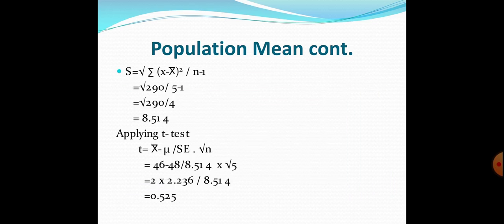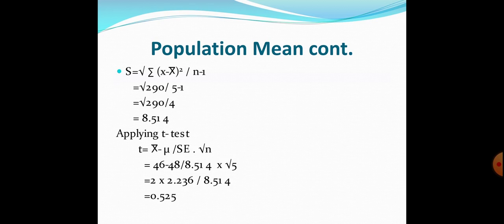Now after putting the values in the formulas, first of all calculate the standard error, that is the square root of sigma (x - x̄) whole square divided by n-1. Simply evaluating all the values, you get the value 8.514, and applying the values in the t-test formula, you will get the value 5.25.